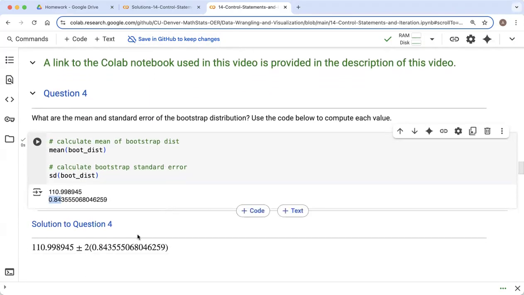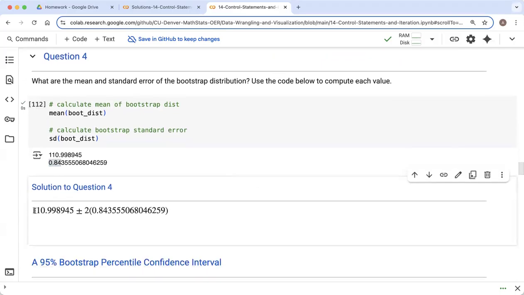So one way that I can construct an interval estimate would be to take the center of the bootstrap distribution and then go plus or minus 2 times the standard error. So rather than say I think the mean length is 111, we say that the mean length is 111 plus or minus 2 times 0.84, for example. And now we've incorporated some margin of error into our original estimate.